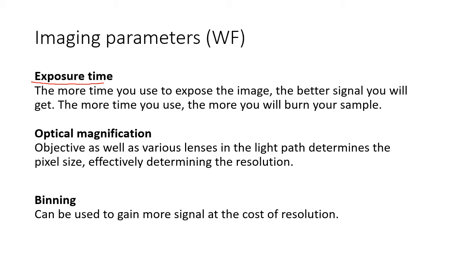Then we have optical magnification, which is just a fancy way to say which objective you are using. Objectives and possible magnifying lenses determine your pixel size, and of course your pixel size affects your signal and your resolution. Additionally, most microscopes offer you a possibility to do something called binning, which can be used to gain more signal at the cost of resolution. We'll take a look at this binning next.